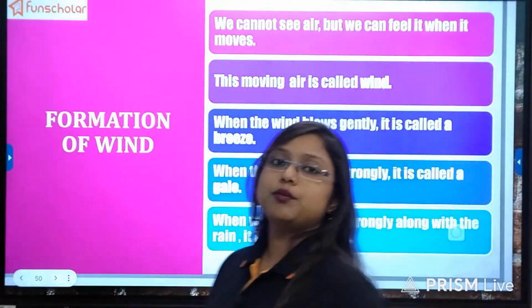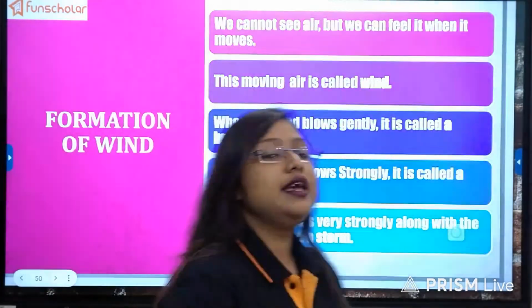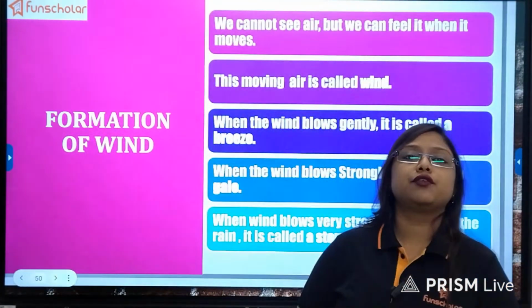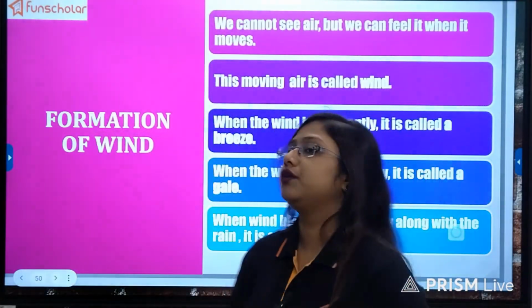Next is formation of wind. How does wind form? You guys must have some idea, or if you don't, let's just discuss it. Let me discuss it with you. We cannot see air, but we can feel it when it moves. Like if there is a storm outside, or maybe we are just moving our hand, we can feel it, right?